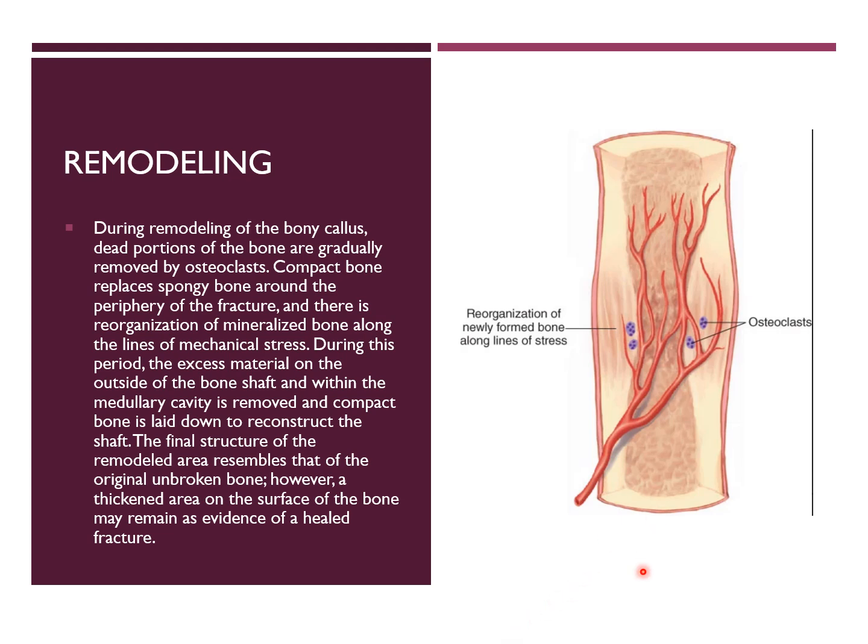So during this period, the excess material on the outside of the bone shaft and within the medullary cavity is removed, and compact bone is laid down to reconstruct the shaft overall. The final structure of the remodeled area resembles that of the original unbroken bone. A thickened area on the surface of the bone may remain as evidence of a healed fracture.